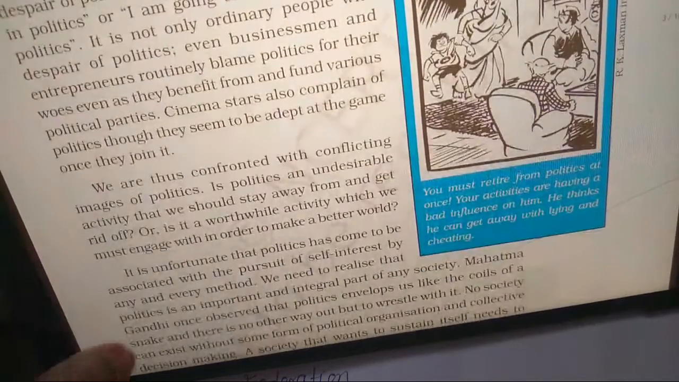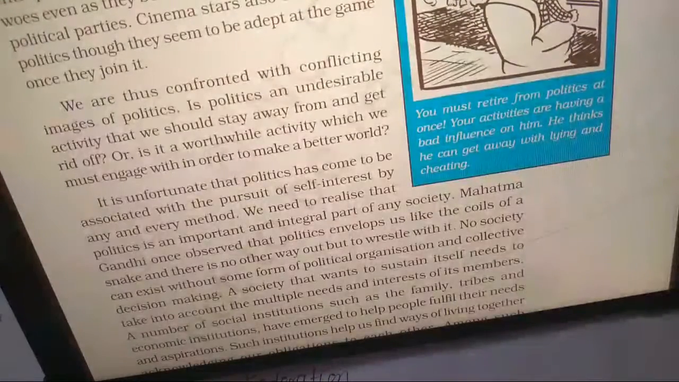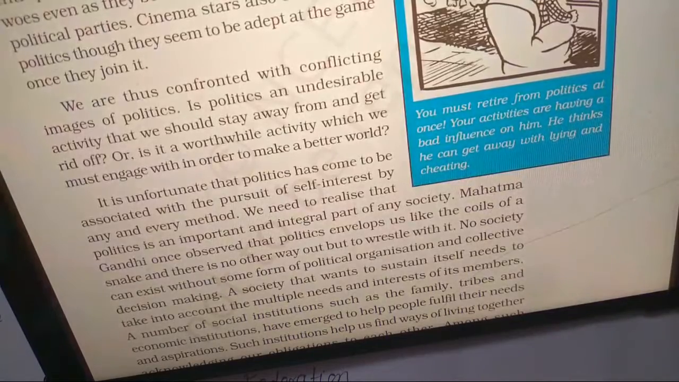It is unfortunate that politics has come to be associated with the pursuit of self interest by any and every method. We need to realize that politics is an important and integral part of any society. Mahatma Gandhi once observed that politics envelops us like the coils of a snake, and there is no other way out but to wrestle with it.